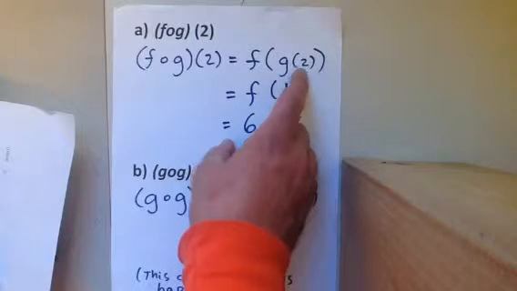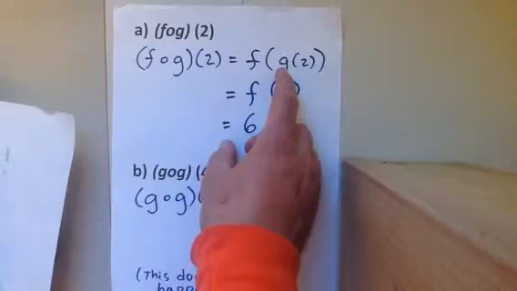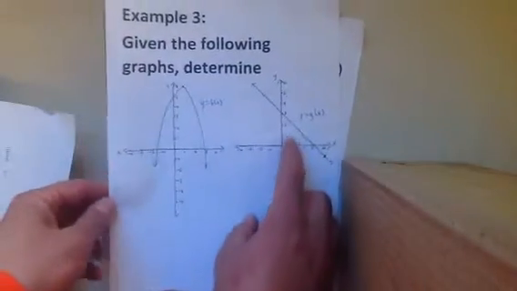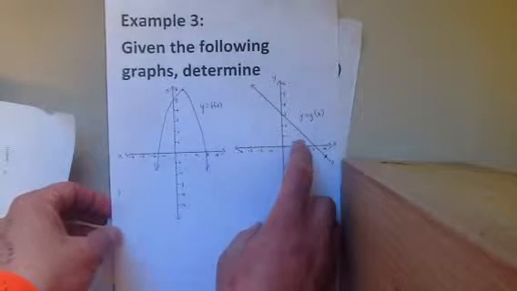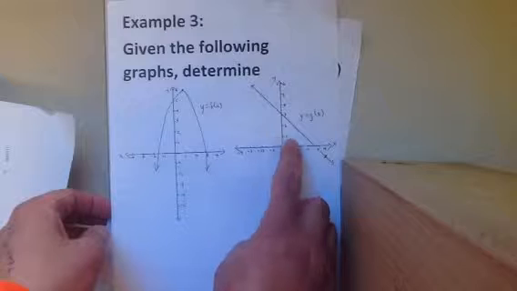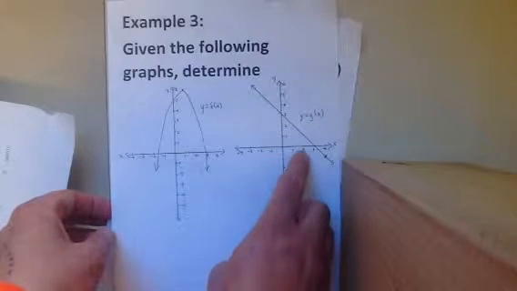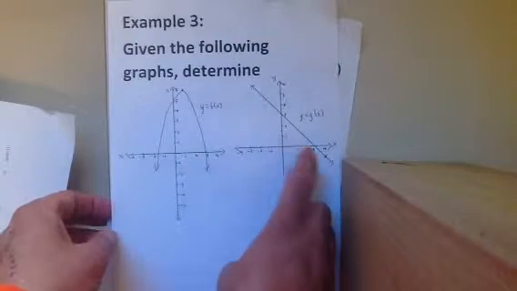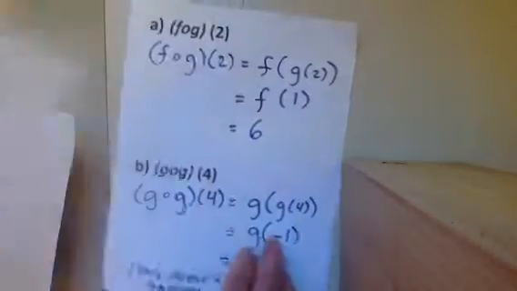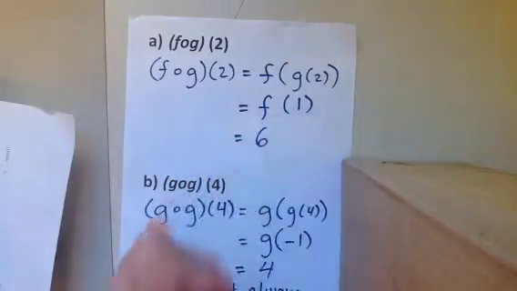So what's g at 2? Well, g at 2 is the y value from g of x when x equals 2. So we go to y equals g at x, and we let x equal 2, and we see, if we had a more accurate graph, that the y value is 1. So on the function y equals g at x, when x equals 2, y equals 1. That means g at 2 is 1. So instead of saying f at g at 2, we can say f at 1.